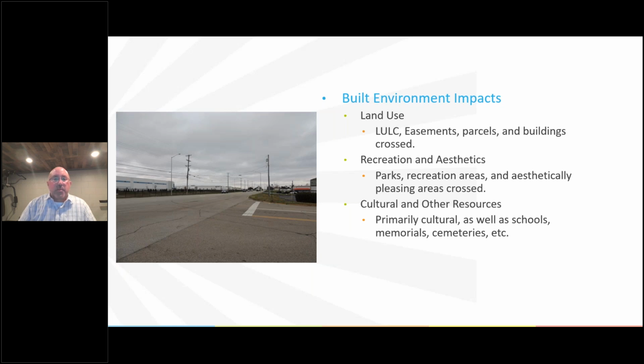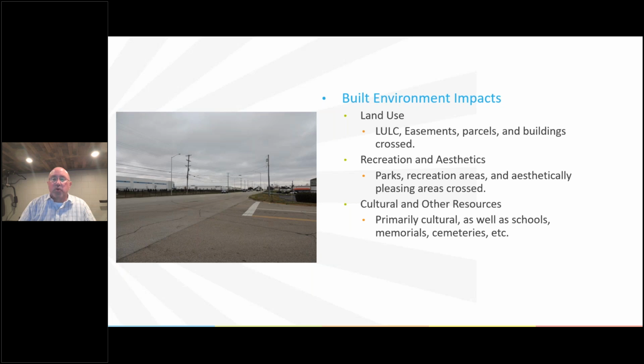So now let's look at built environmental impacts. Constructing a new transmission line can affect the built environment by directly and indirectly impacting residential structures and parcels, commercial and industrial developments, institutional uses, so schools, places of worship, cemeteries, and hospitals, and cultural resources and land use. So what we are looking at is land use and land cover, conservation and other easements, parcels and buildings crossed, recreation and aesthetics, such as parks and recreation areas and areas that are aesthetically pleasing.